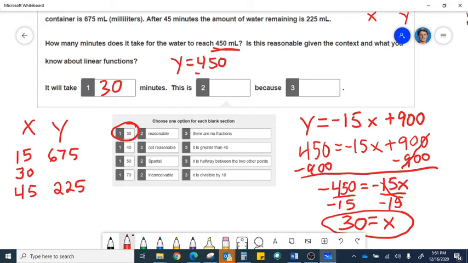Well, what was the y value? The y value is 450. So if the y value is 450, well, hey, 30 is halfway between 15 and 45, right? So it's halfway. Is 450 halfway between 675 and 225? Well, what's the difference here? If I subtract them out right here, that's 225. It's going down 225.